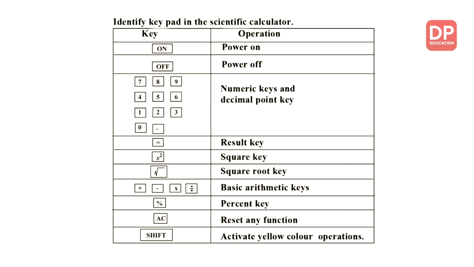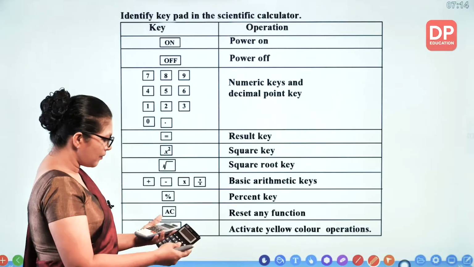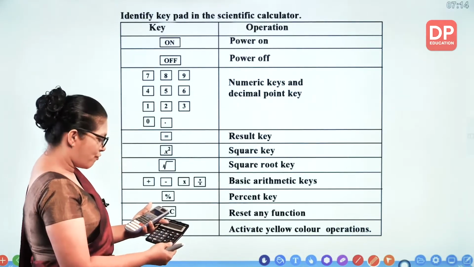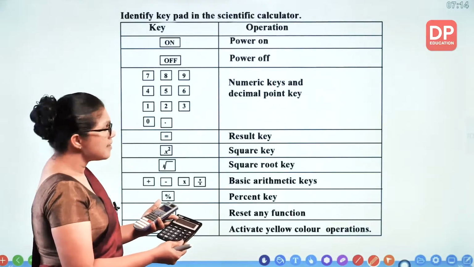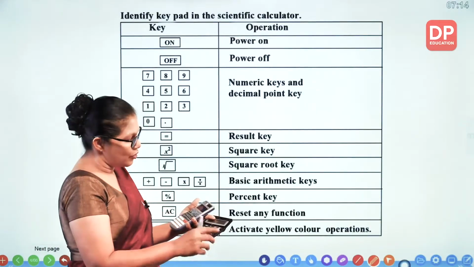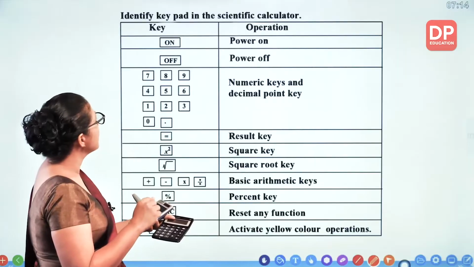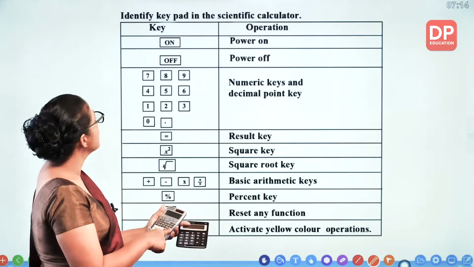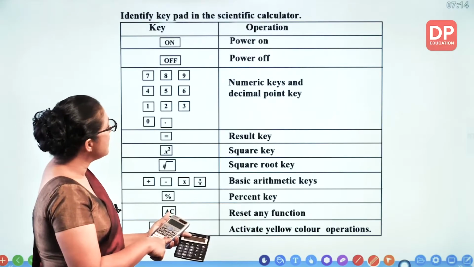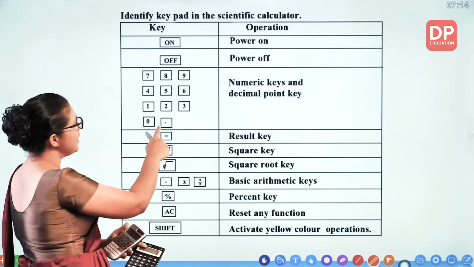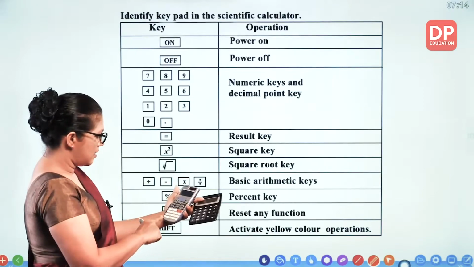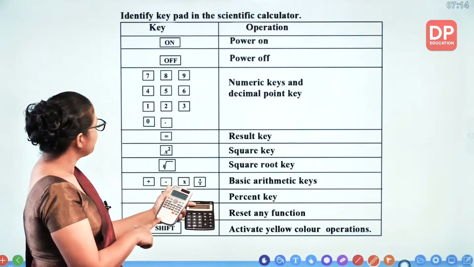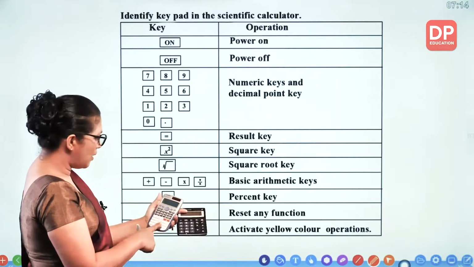So remember the keys: ON, so the ON button in every calculator, and OFF. Some calculators automatically switch off. You don't need to press the off button, but some calculators you have to press the off button. And numerical keys are there, decimal point, a dot there. So here in my calculator, last row, an equal button.